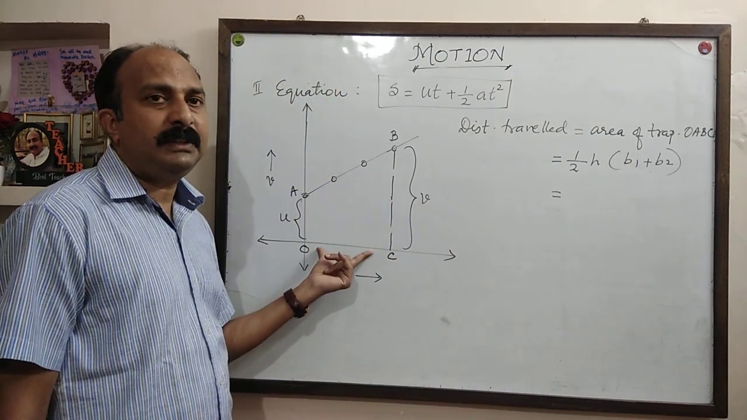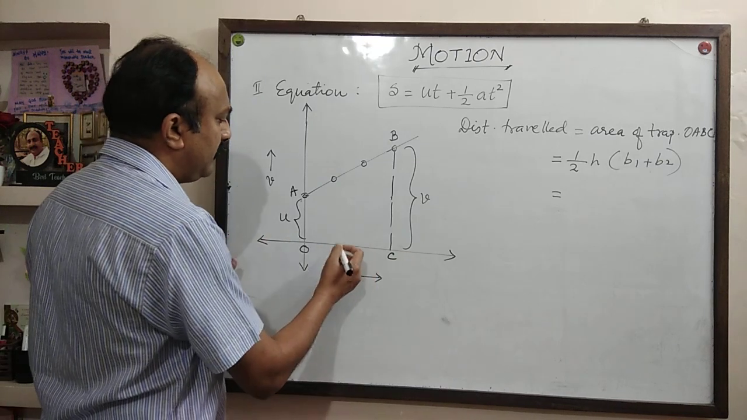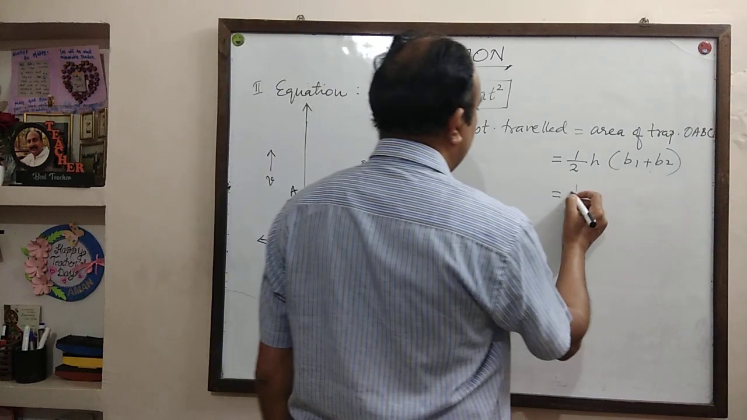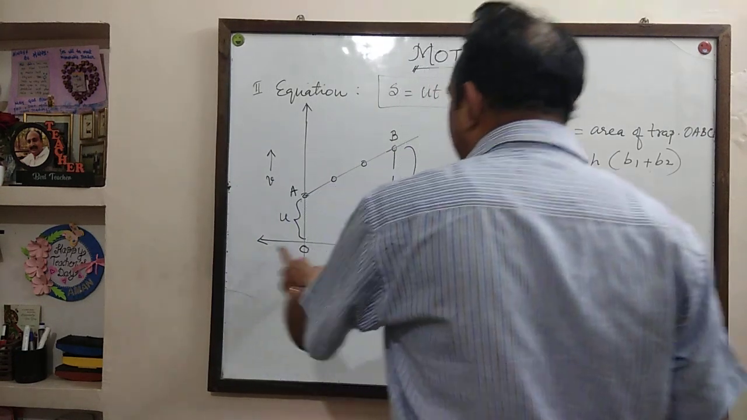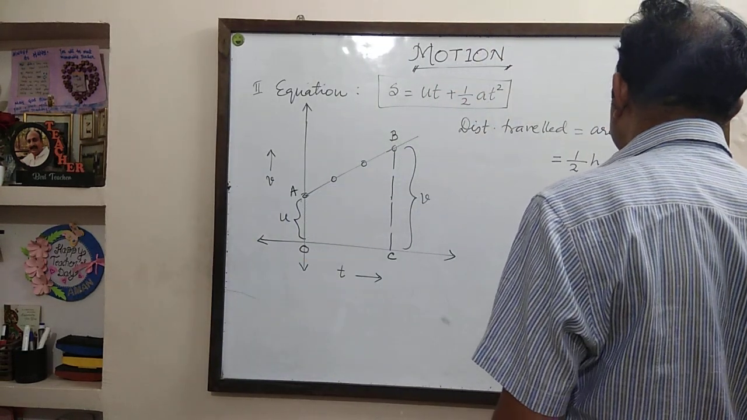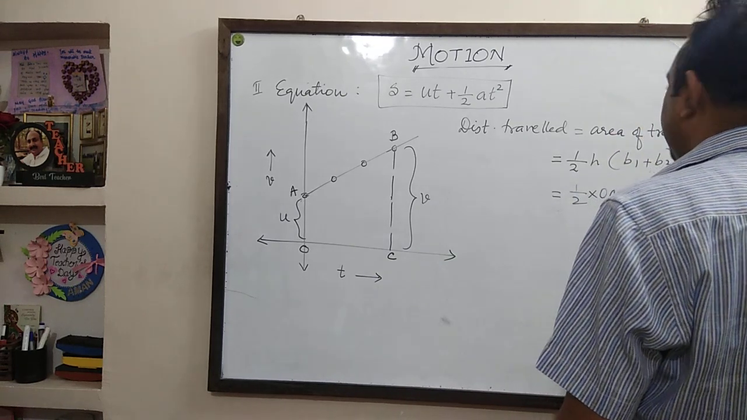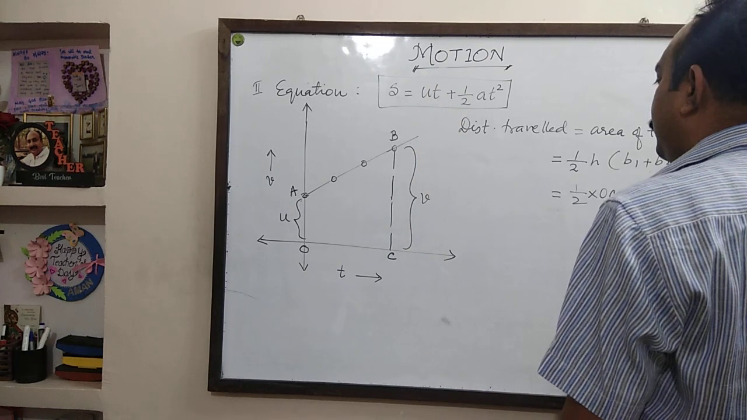What is the height of this trapezium? OC. What is OC? T. So half into h of this trapezium is OC. B1 means OA. B2 means BC.